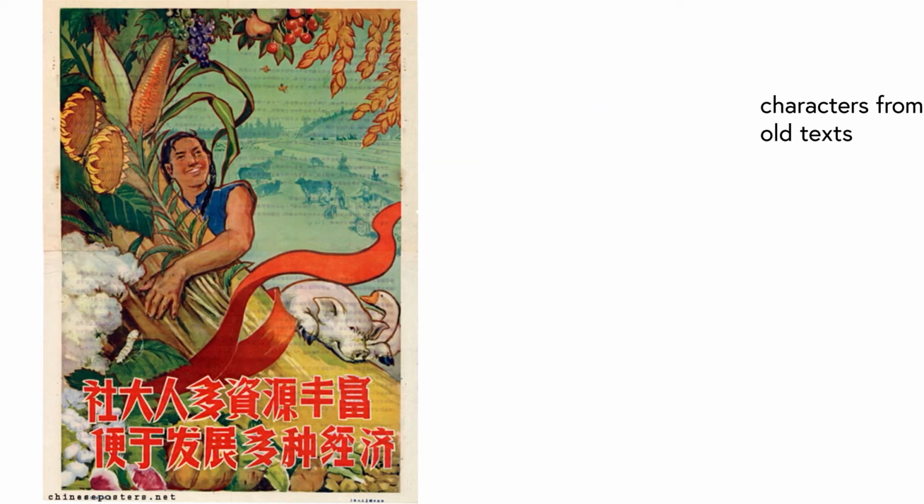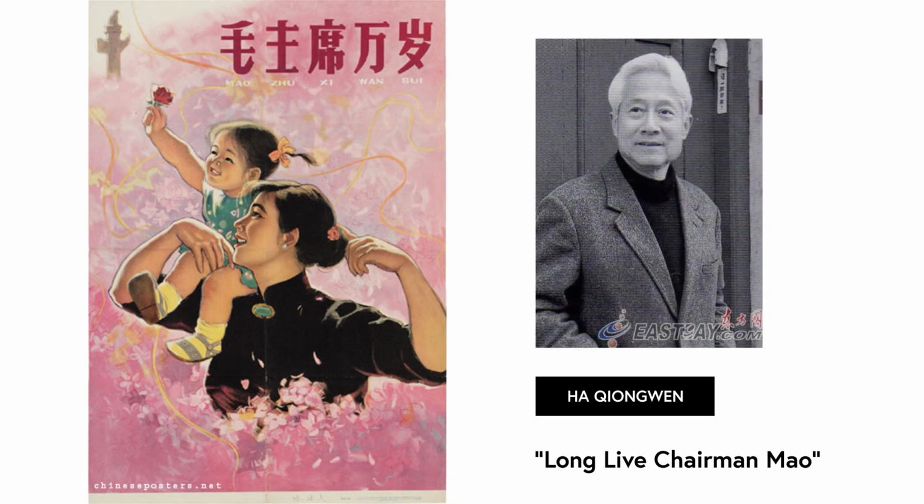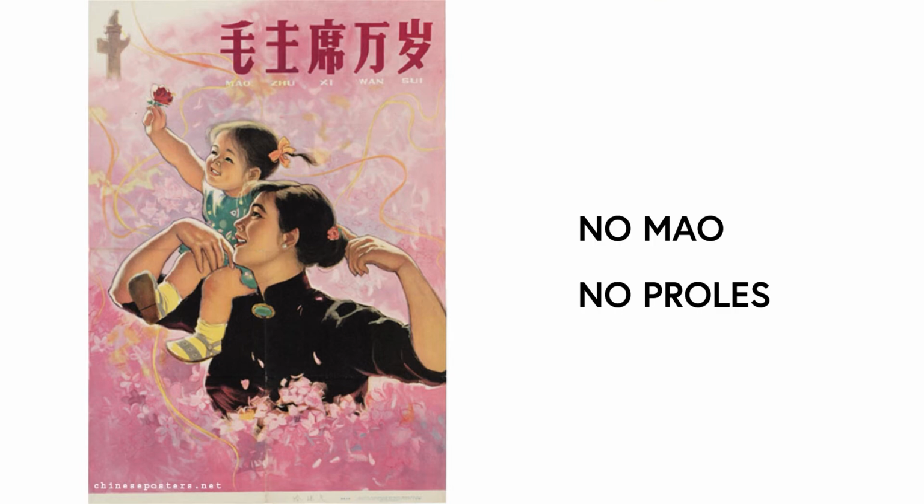This poster, with the words, "Long live Chairman Mao," was produced in 1959 by Ha Zhongwen, a poster designer from Shanghai People's Fine Arts Publishing House. However, this particular design suffered criticism, from the absence of Mao to the decision to show the wealthy instead of the proletariat. Zhongwen was beaten on multiple occasions as a result of his poster failures.